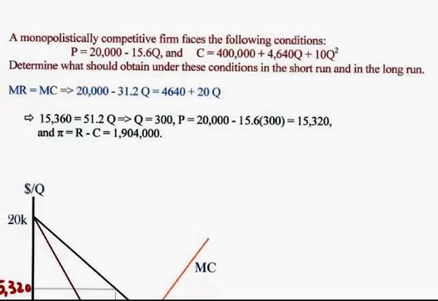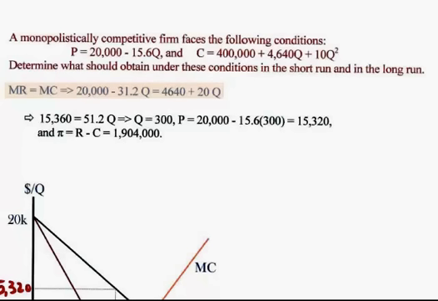In the short run, the problem is exactly like a monopoly problem. We set marginal revenue equal to marginal cost. The marginal revenue will slope twice as steeply as the demand curve, or the inverse demand curve. So the slope of 15.6 on the demand curve will become 31.2 on the marginal revenue curve.